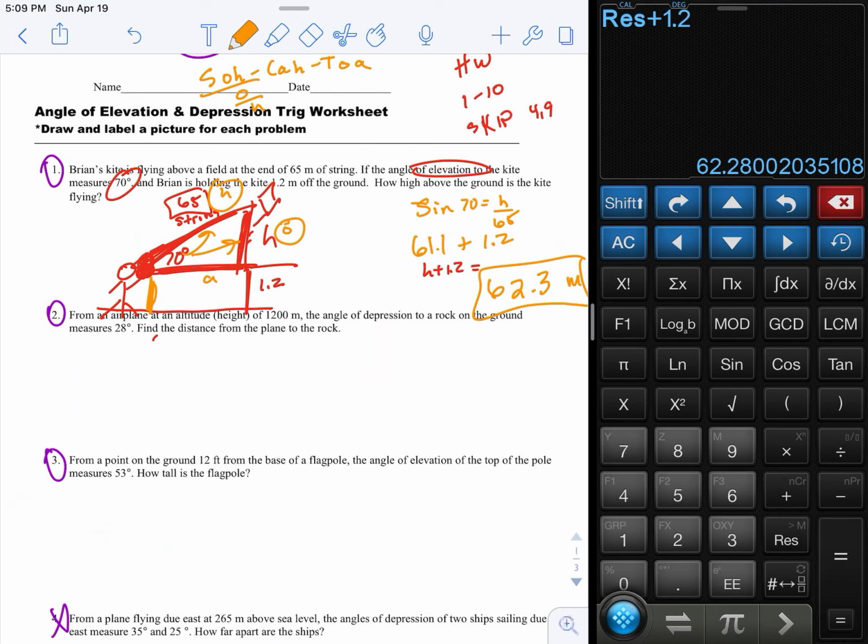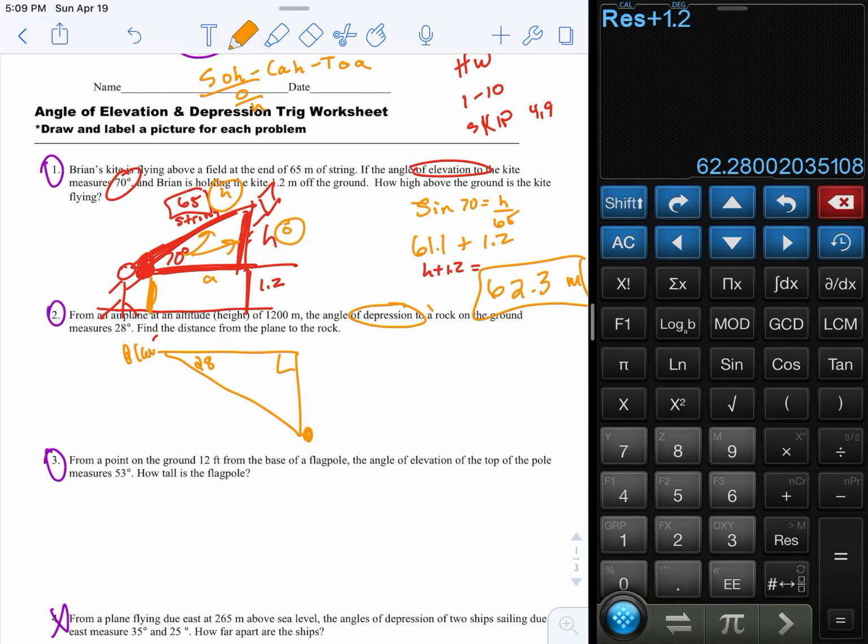From an airplane at an altitude of 1,200 feet, the angle of depression. Okay. So, guys, I'm scanning the problem. Now, I did look at these last week, but when I go through these, I didn't do these 10 minutes ago. I'm doing them live so that you're seeing me walk through the problem and figure out what you need. So from an airplane, so you're thinking the airplane's in the air, but okay, 1,200 feet, angle of depression. Okay, so the word depression, that's how you know what to do. To a rock on the ground measures 28 degrees. Okay, so 28 degrees. Here's the rock.